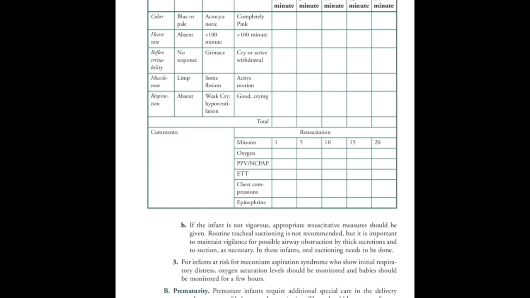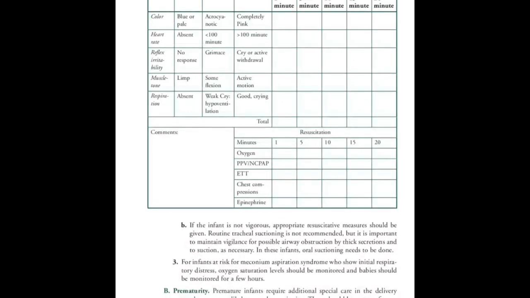A is for appearance or color, right? We give 2 if the baby is completely pink. We give 1 if there is acrocyanosis, that is the extremities of the baby are blue while the trunk of the baby is pink. So that's 1. If the baby is completely blue or pale, that's 0. Okay.